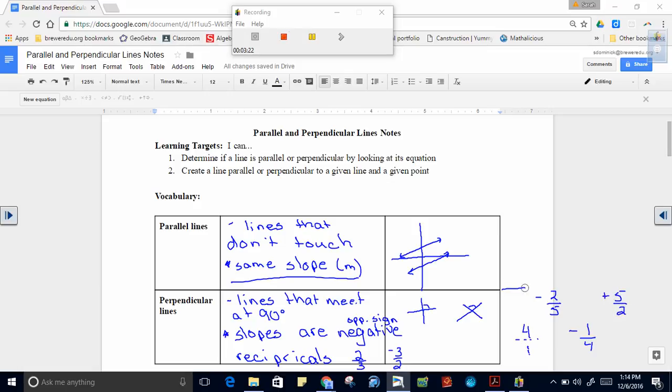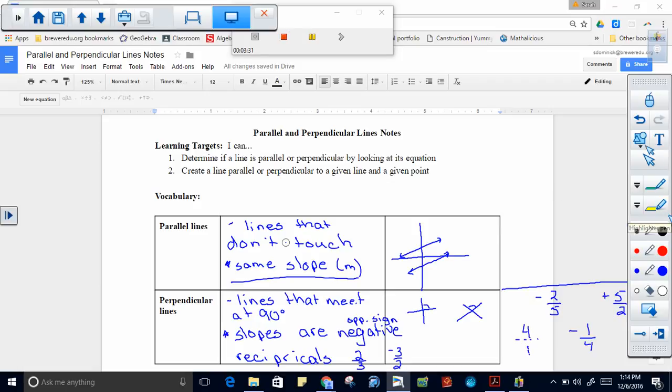So that's for perpendicular slopes. Remember, parallel slopes would be the same. So if I have a slope of 3 and it's parallel, my next slope would also be 3.